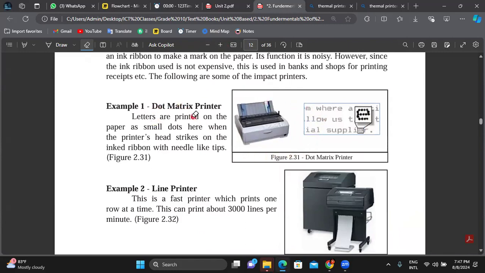Dot matrix printers: letters are printed on the paper as small dots. Here, the printer's head strikes on the ink ribbon with a needle-like tip. I discussed non-impact printers deeply, but I didn't discuss impact printers deeply. There's a microscopic needle, and the needle is also termed the printer's head. The term used for that needle is the printer's head. The printer's head does not have ink in it.